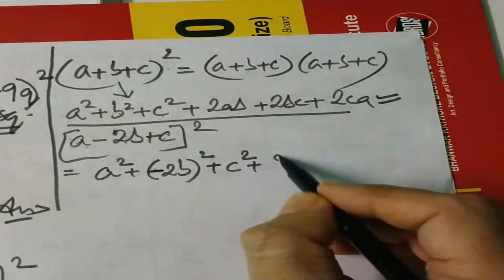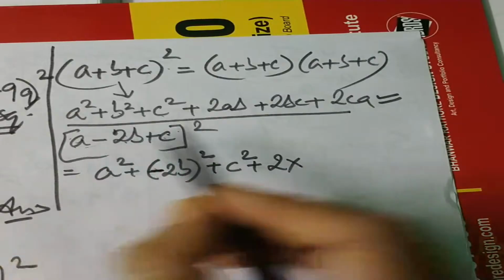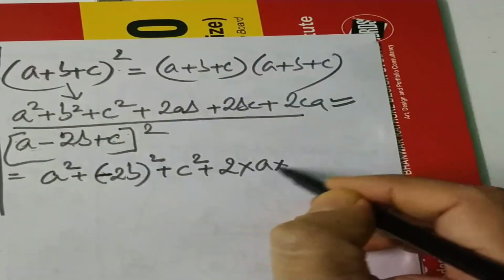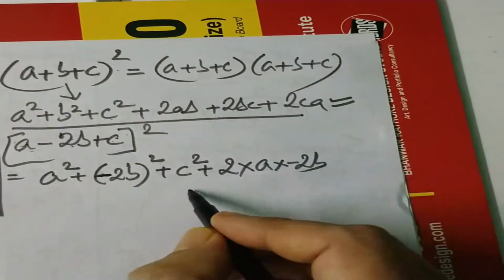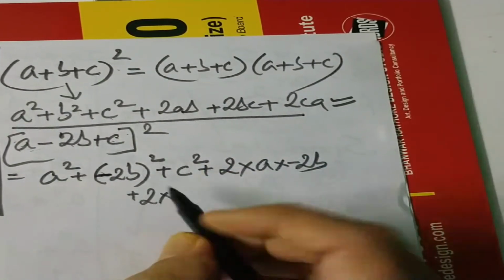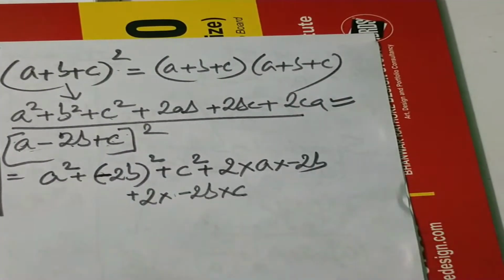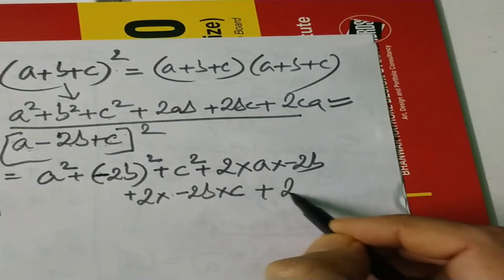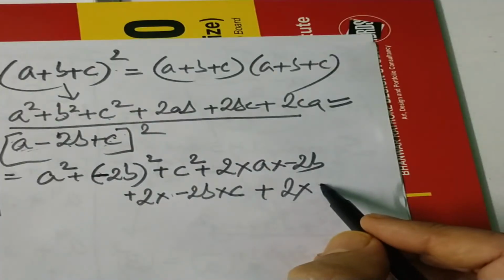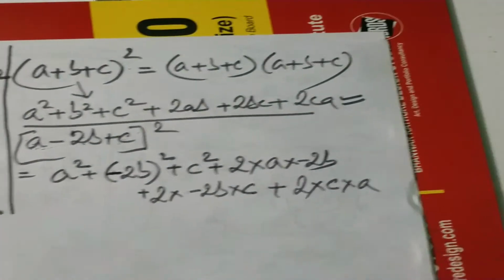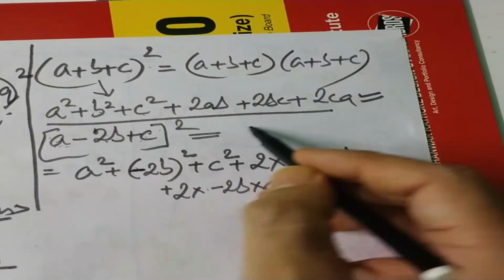Now what will be 2ab? 2 into a into b, so 2 into a into minus 2b. What will be 2bc? 2 into b into c, so 2 into minus 2b into c, plus 2ca, 2 into c into a, like in the formula. So this is the answer of this expression by using the formula.